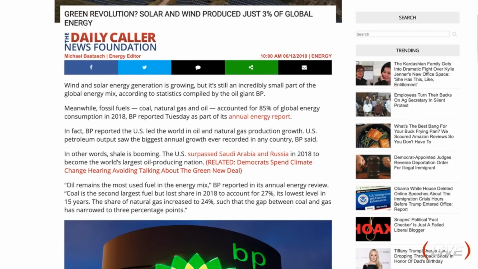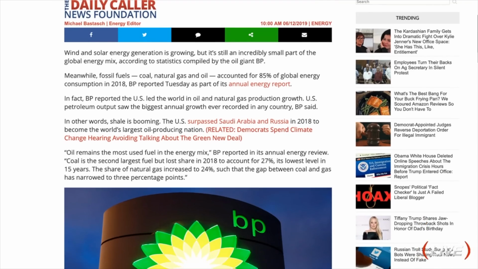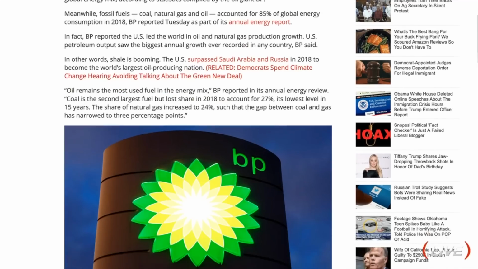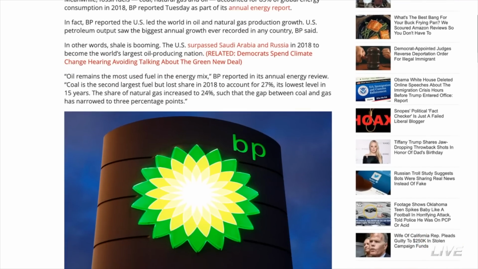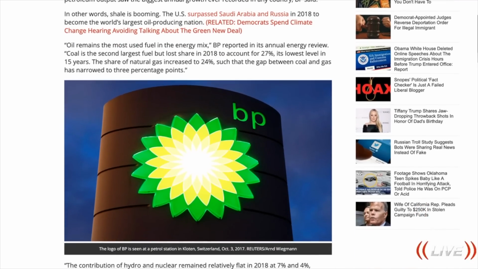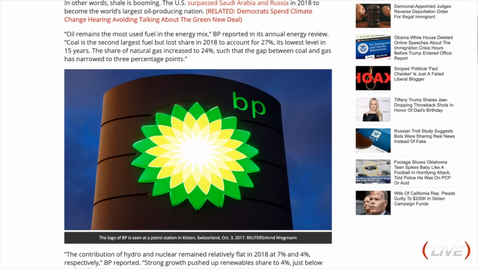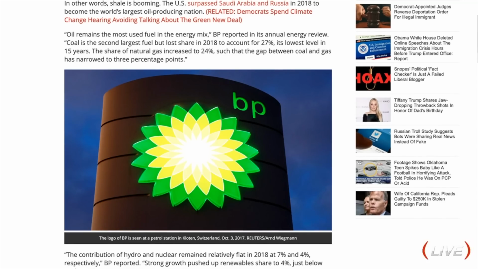Meanwhile, fossil fuels, coal, natural gas, and oil accounted for 85% of the global energy consumption in 2018. In fact, BP reported that the U.S. led the world in oil and natural gas production growth. U.S. petroleum output saw the biggest annual growth ever recorded in any country, BP had said. In other words, the shale is booming. The U.S. surpassed Saudi Arabia and Russia in 2018 to become the world's largest oil-producing nation.